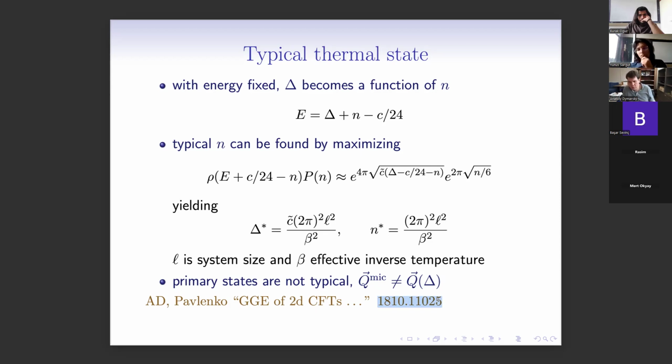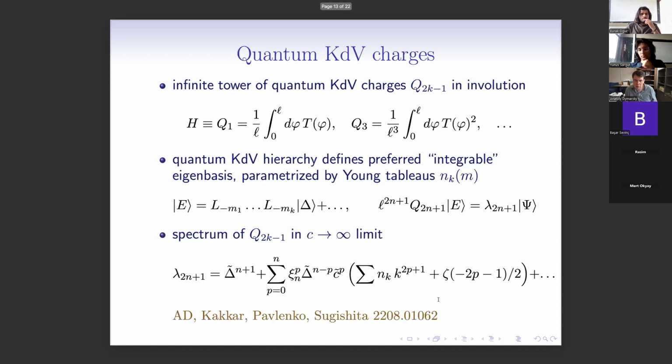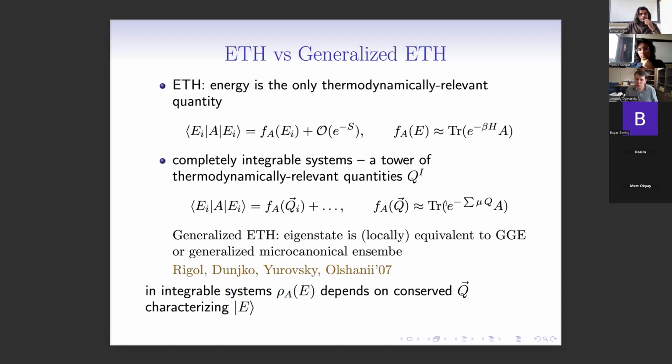You're not supposed to compare a primary state with a microcanonical ensemble, because the microcanonical ensemble and primary eigenstates are supposed to be matching two different generalized Gibbs ensembles with two different values of these chemical potentials mu. Why is that? Because the primary state and the microcanonical ensemble have different values of these Qs. Okay?